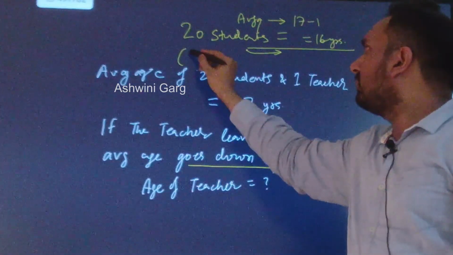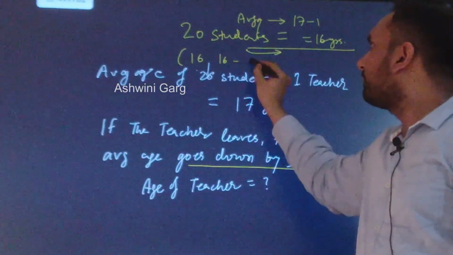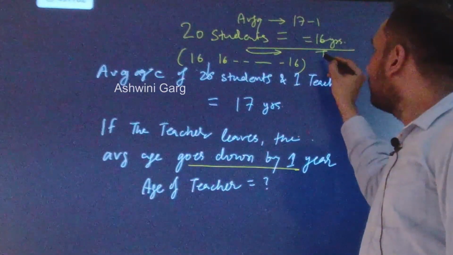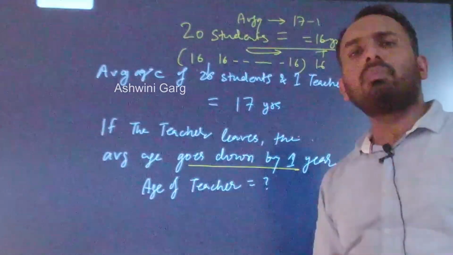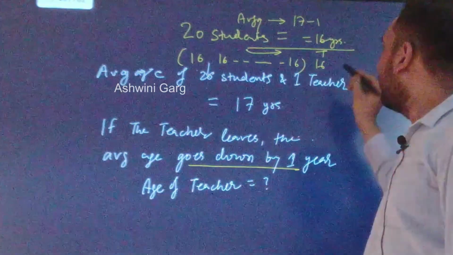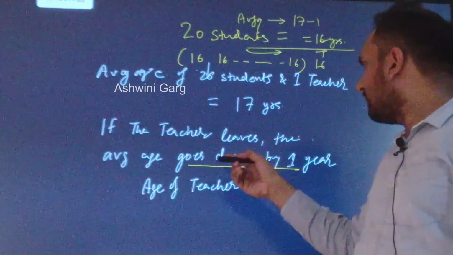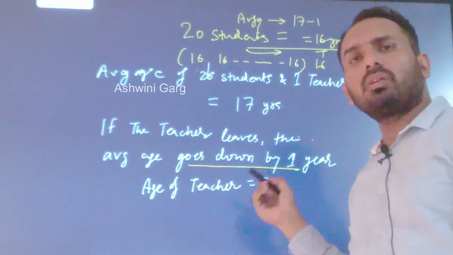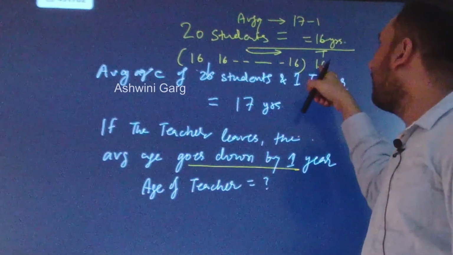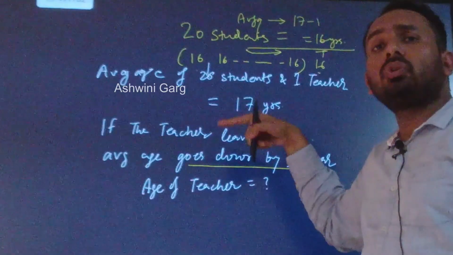I will first take these 20 students as 16 only. All the 20 students are 16. Now the teacher, I will stop at 16. If I stop him at 16, there will be no change in the new average. Definitely. But if the teacher is leaving, the average is going down by 1, which means if the teacher is coming back, the average will be raised by 1. So the average should not be 16, it should be 17.